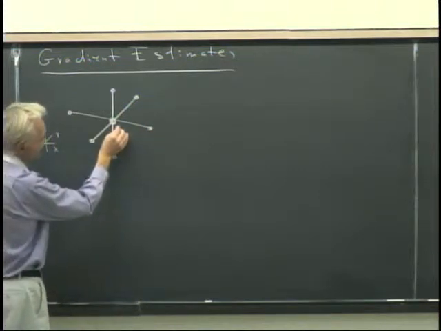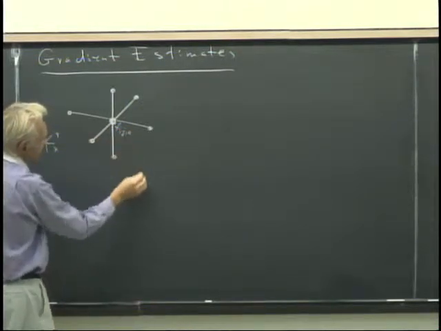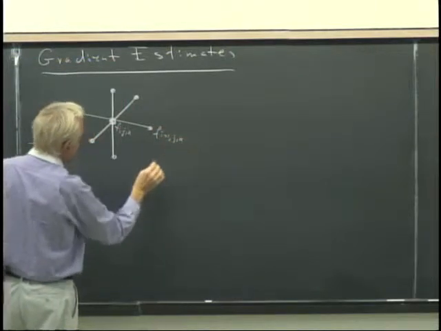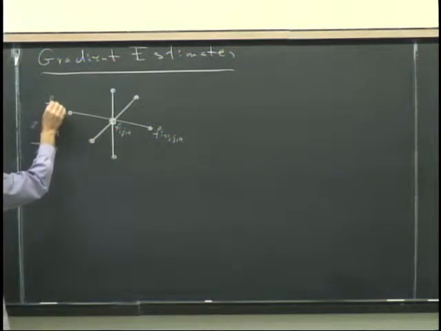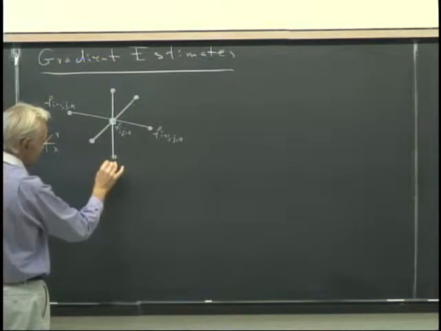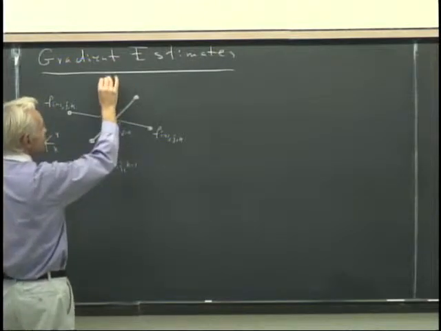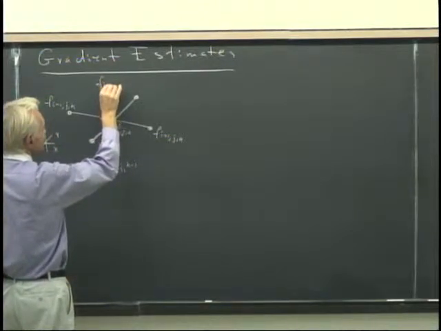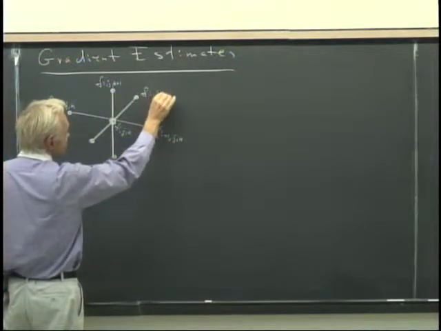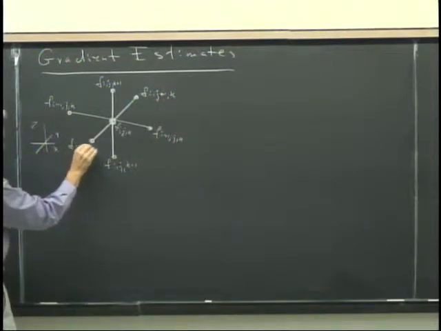So this guy is function value Fijk. This guy is its right neighbor, fi plus 1, jk. This guy is its left neighbor, fi minus 1, jk. This one is its bottom neighbor, fi jk minus 1. And this one is its top neighbor, fi jk plus 1. This one is its back neighbor, fi j plus 1, k. And this one is its front neighbor, fi j minus 1, k.